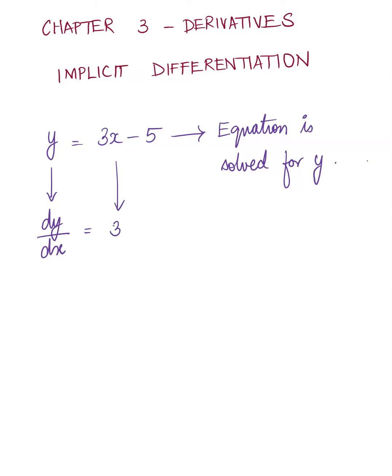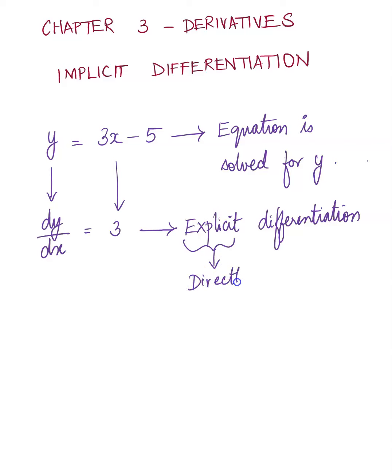It was very straightforward. You just had to differentiate the left side and the right side by simply getting your answers directly. So this is what we call explicit differentiation. No problem, and we got the answer directly as dy over dx. So in other words, I would just like to say explicitly would mean to get it directly.